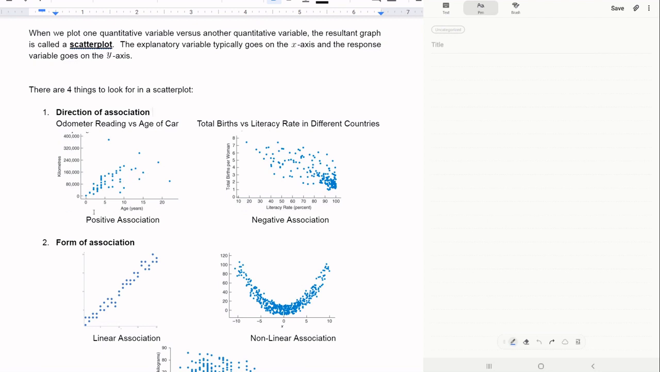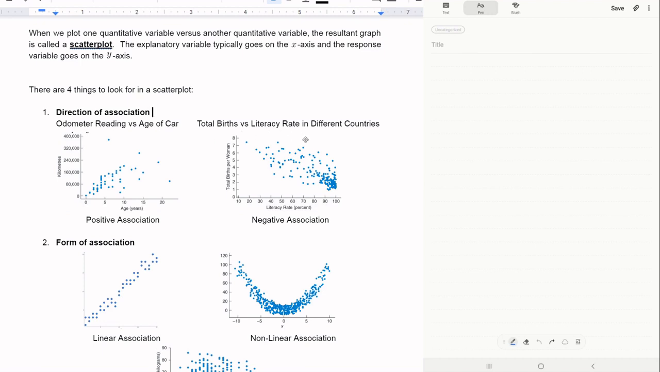positive association. In the left scatter plot, what we have is the odometer reading versus the age of a car. We have the distance traveled by the car along the y-axis, and the age of the car on the x-axis. As we notice, as the age of the car increases, the more distance the vehicle will generally travel. So we have a positive association between the odometer reading and the age of the car.